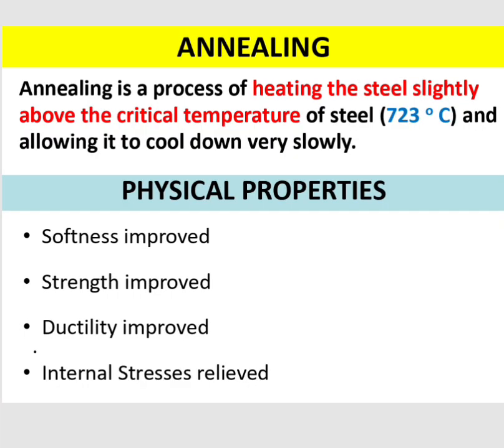The first topic is annealing. What is meant by annealing? It is a process of heating the steel slightly above the critical temperature, that means 723 degrees Celsius in the iron carbon equilibrium diagram, and allowing it to cool down very slowly. In this process, the material is placed in the furnace itself. What are the physical properties obtained in the annealing process? Softness can be improved, ductility improved, and internal stresses of the material can be relieved.